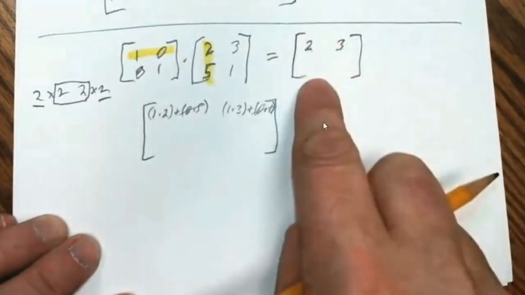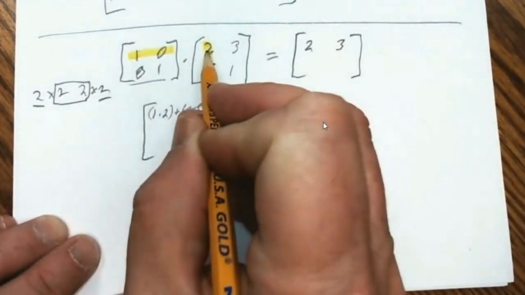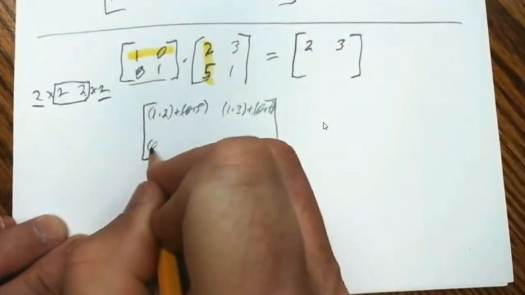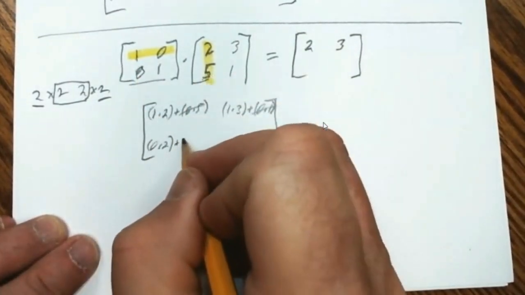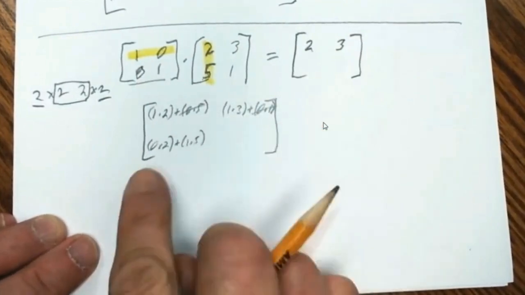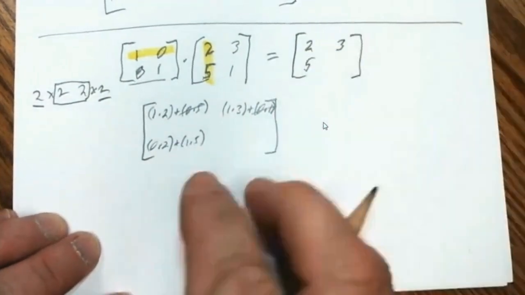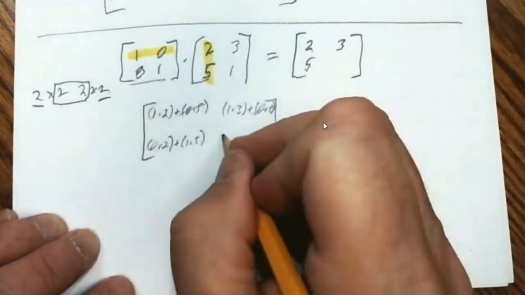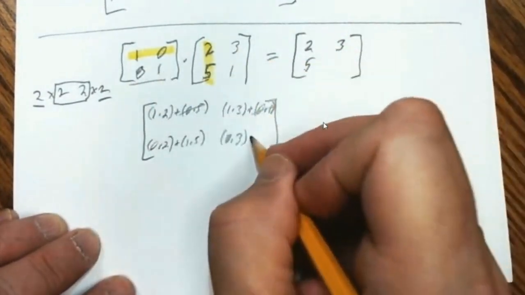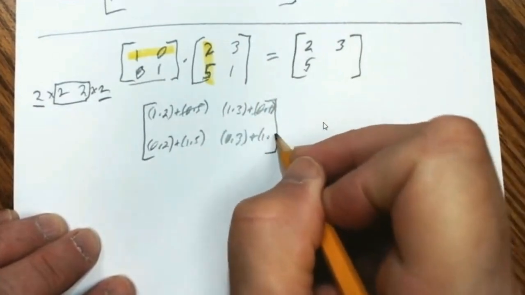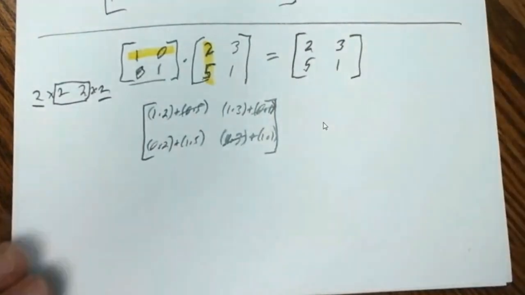Now we're down in the second row, so we need to use the second row right here. 0 times 2 plus 1 times 5. 0 times 2 is 0 plus 1 times 5 is 5. And then finally 0 times 3, and then 1 times 1. That's 0, that's 1. Well, looky there.